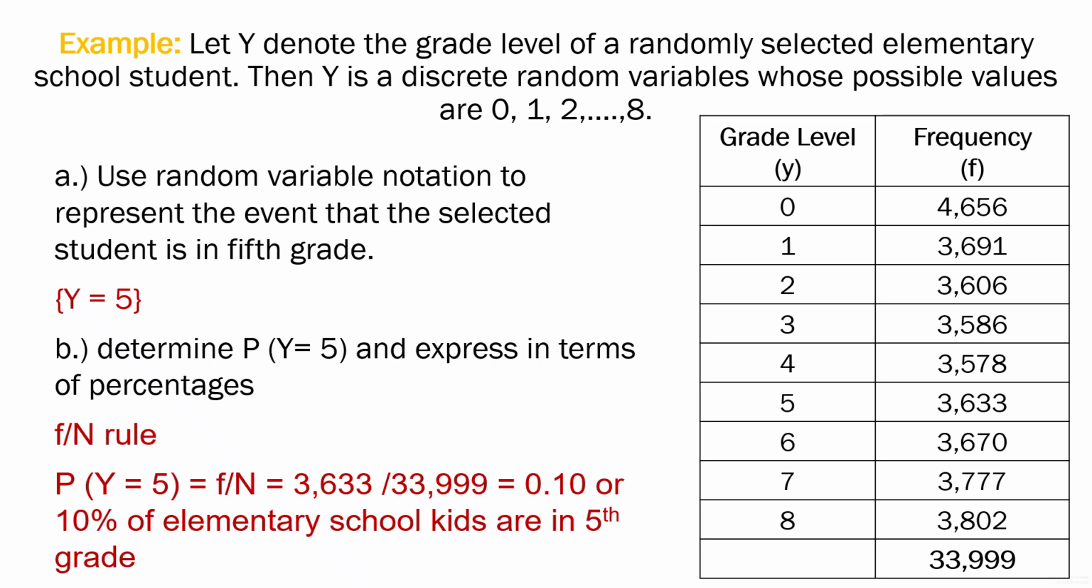So we can utilize the F over N rule here, and we will have the probability that Y equals 5 is equal to 3,633, which, if you're like, oh, wait, where did you get that from? Those are the grade 5 students, divided by the total of 33,999. And so we can see that 0.10, or about 10% of the elementary school kids, are in 5th grade.